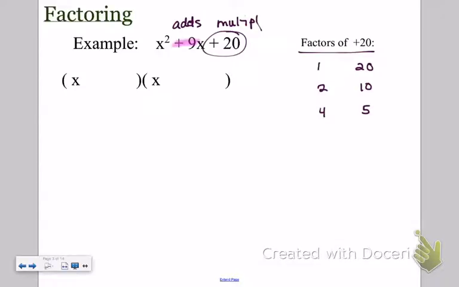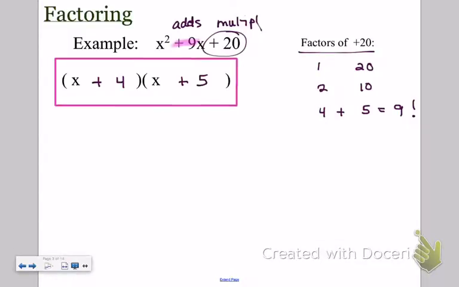I need them to add to positive 9. So it looks like the only pair is going to be 4 and 5. So when we write that, we have x plus 4 and x plus 5. The sign does matter, but that is our final answer.